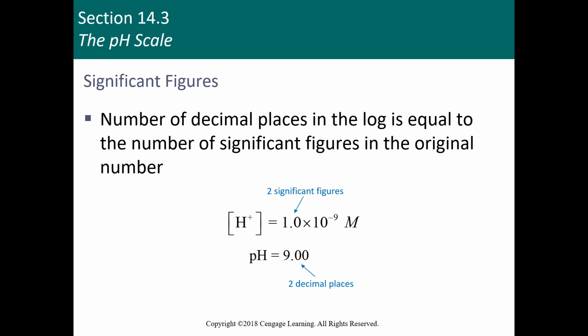Now, with significant figures, you may have noticed whenever we talk about science, significant figures is actually quite important. The reason for that being is it reflects how well measured our values are. So our number of decimal places in the log is going to be equal to the number of significant figures in the original number. So for example, right here, we have two significant figures that are going to go into our log. Once they come out in the form of a pH, these will be the number of decimal places we have. So this will be 2 decimal places after the 9.